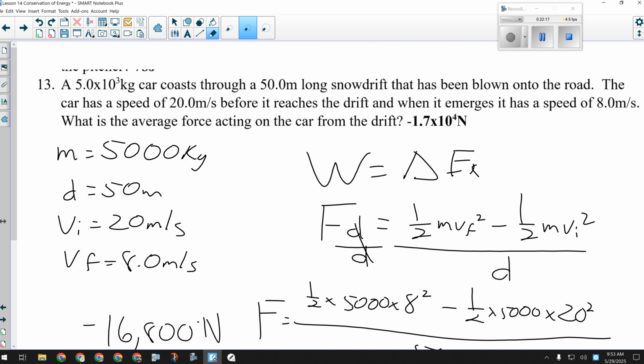Any other questions on that one? All right, so that's what you got to expect on your unit exam, right? You're going to get a work energy theorem, probably one of each, one potential, one kinetic, a conservation of energy question. You got to be able to tell them apart.